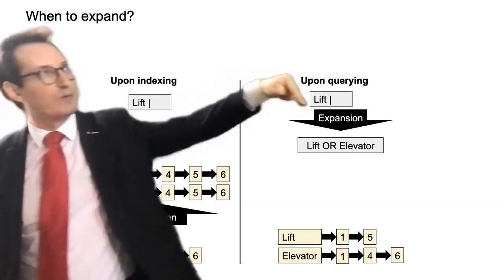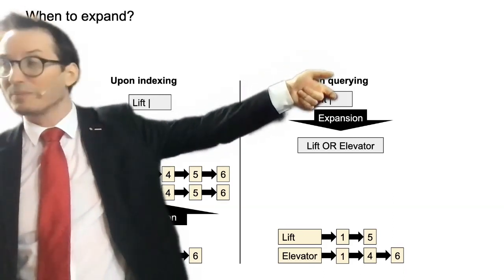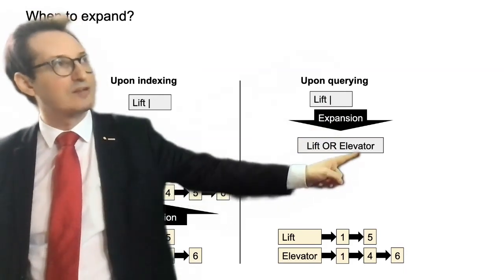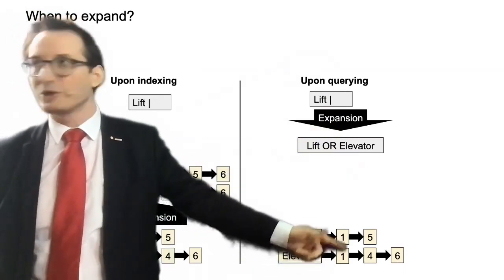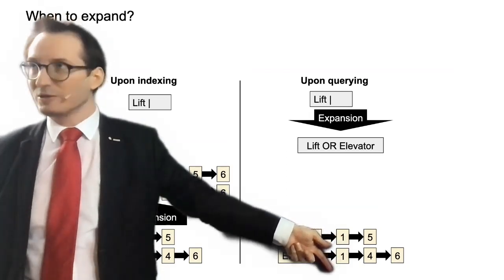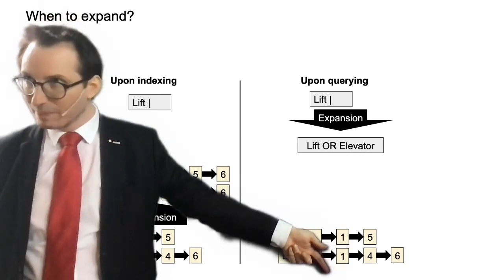The other way is the other way around. You expand the query, not the index. So here you have lift, which would transform to lift or elevator. And then you compute the union also of the standard inverted index, but you do it lazily. You only do it at query time, right?